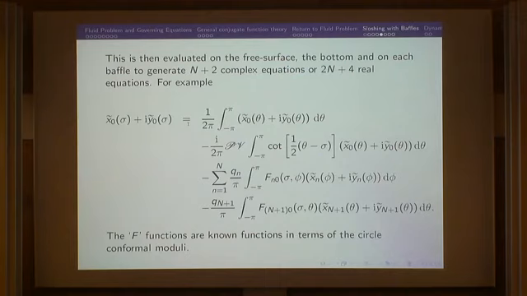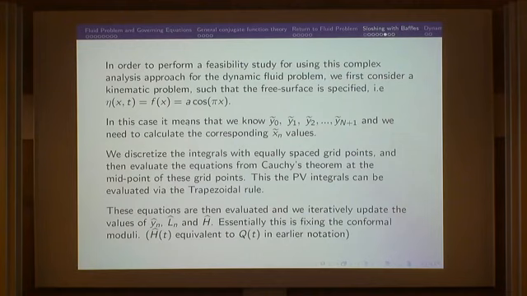So you take real and imaginary parts, so you get twice as many equations, and then what you do is you just try and find functions given one of these, the x naughts or the y naughts, etc. Or you can do it by having some of the x naughts and some of the y naughts and finding the others. We just try and evaluate this numerically.